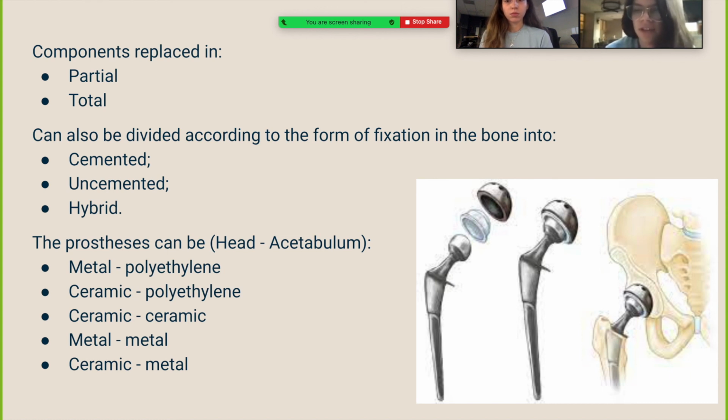The prosthesis have several different types of combinations with the head and the acetabulum. These combinations can either be metal and polyethylene, ceramic and polyethylene, ceramic and ceramic, metal and metal, or ceramic and metal.